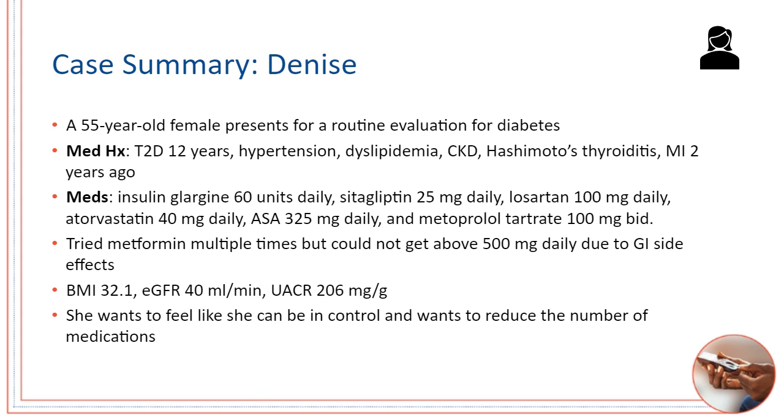Of note, her BMI is above the target in the obese range. She's got an EGFR, which would be a class G3B, and her UACR would be a class 2, 206 milligrams per gram. So we got to find a way to get that 1.6 A1C reduction, but also be mindful of the medication burden and her comorbid conditions.